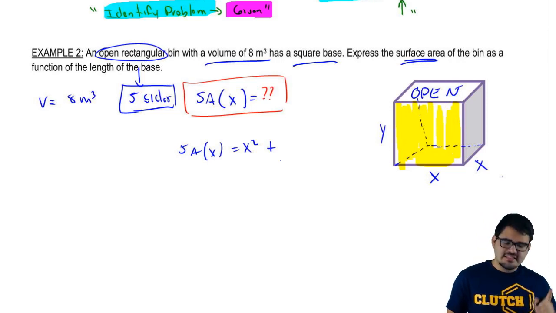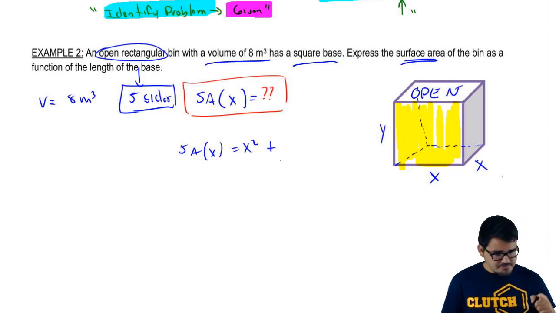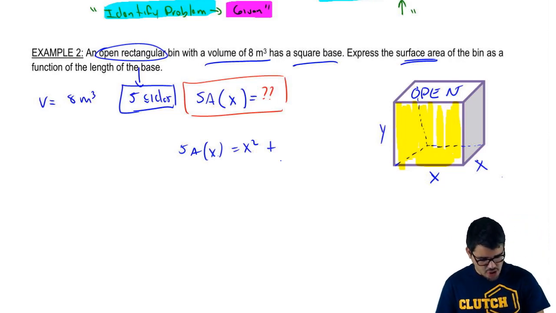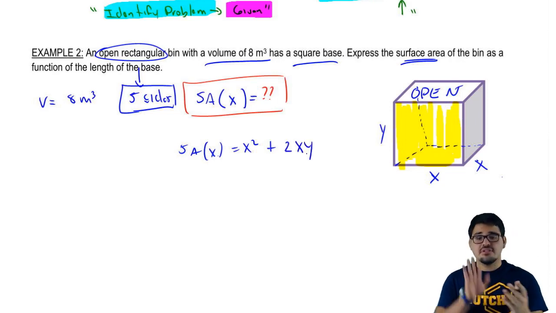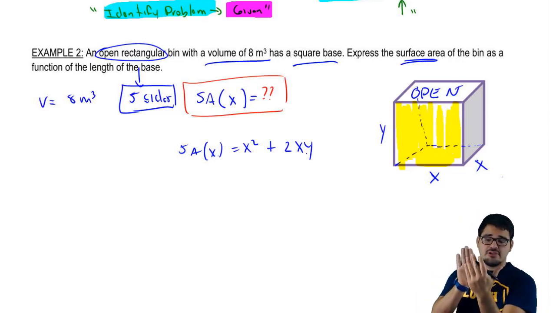Well, since this is a square base, the front side along with the back side are going to be the same. So the front of my square and the back of my square are all going to be the same, right? So that's 2 of those that are x times y.